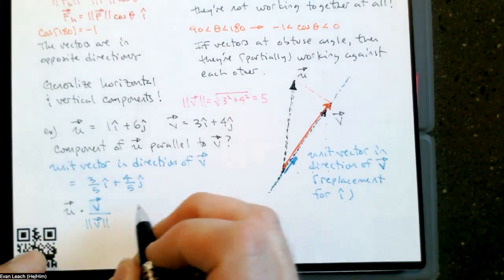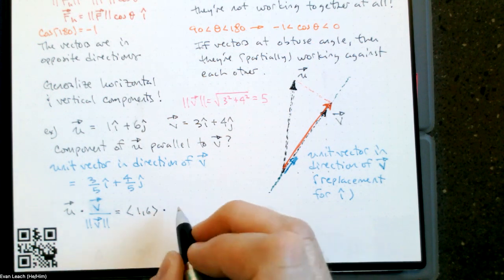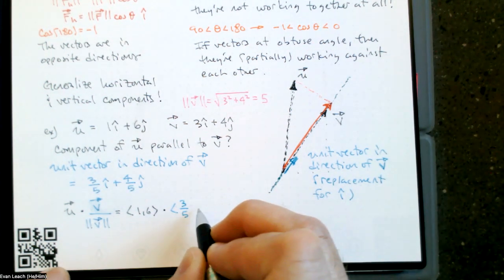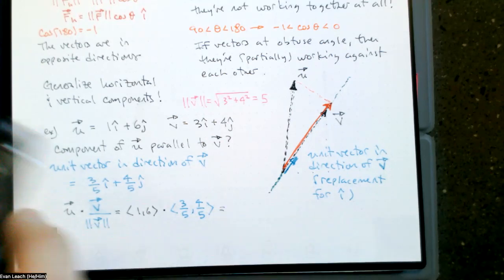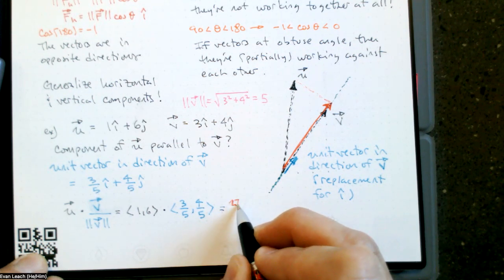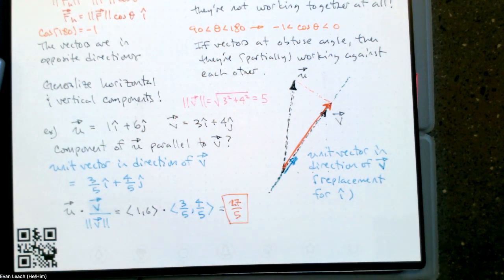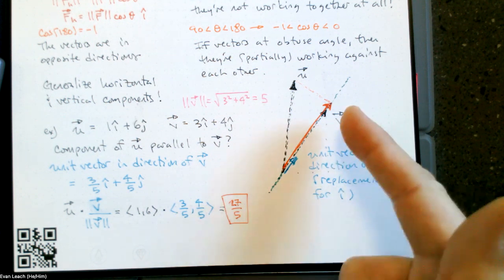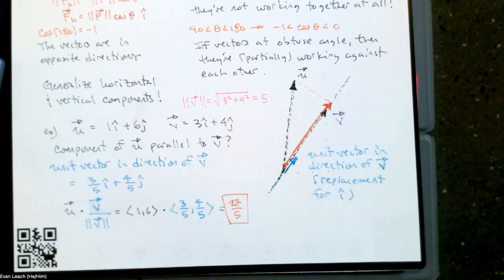So I'll take the 1, 6 and find the dot product with not 3, 4, but with 3/5 and 4/5. So I'll have 3/5 plus 24/5, or 27/5. Now, if we look at our diagram, we can see that 27/5 is a little bit longer than our original v. Our v is 5, and 27/5 is 5 2/5. And that's what we got. That's that little extra 2/5 at the end.